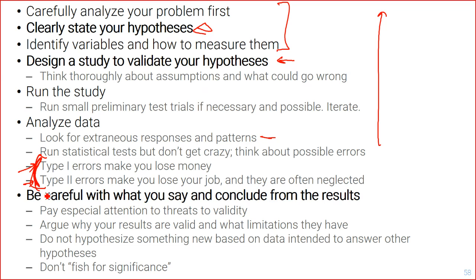Pay special attention to threats to validity, argue why your results are valid and what limitations they have. And do not fish for significance. This is what we were saying earlier. State your hypothesis beforehand and not just look for hypotheses based on what you see. And again, really the problem 100% of the times, not, but 99% of the times, is not with how you run your study. It's about what you conclude from your study. That is the key. How far did you go in your conclusions given what you have done?